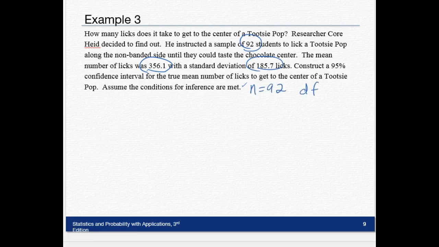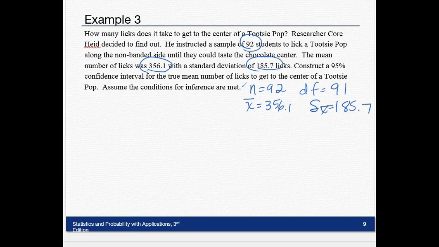So automatically I know my degrees of freedom is 92 minus 1 or 91. Okay, now it says the mean number of licks, so this is a mean of a sample, so I use x bar, and it's 356.1. The standard deviation is 185.7. But remember, the symbol for standard deviation of a sample is s with a little x.